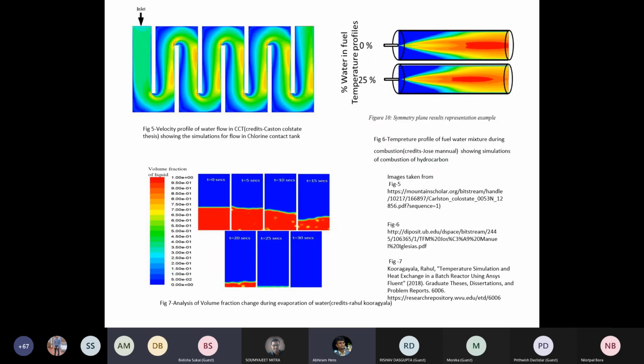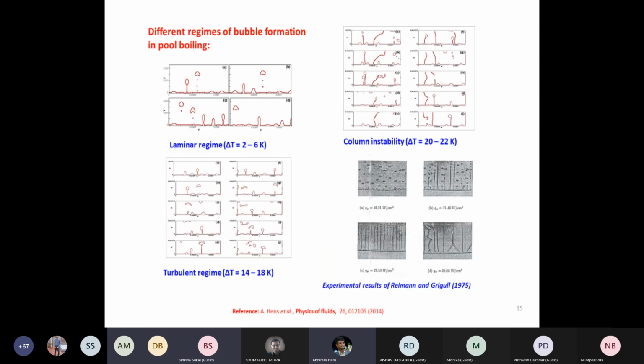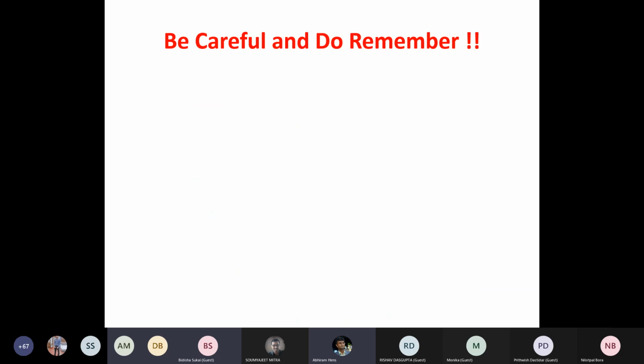This is for a chlorination contact tank geometry. And some of the other things I'm not going into detail. This is one of my works which was related to film boiling, at a very high temperature with saturated water, and we have shown different kinds of regimes of boiling. So this can be done for investigating. But yes, this is very important.